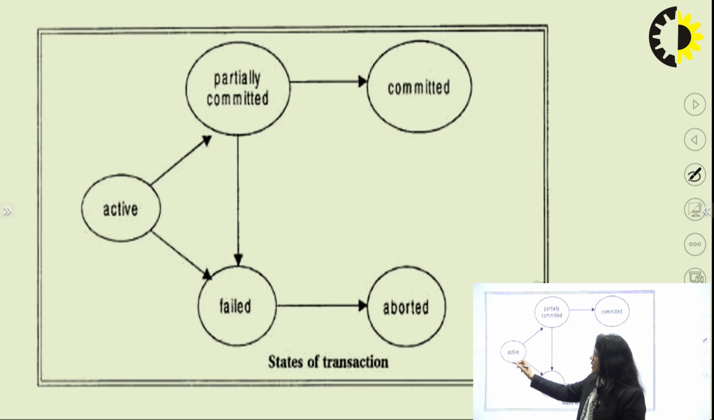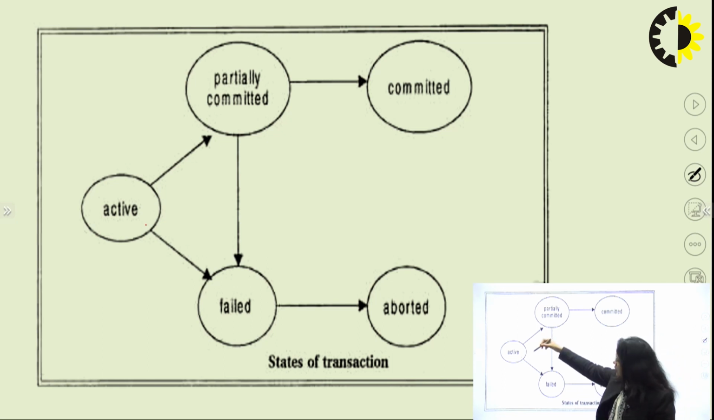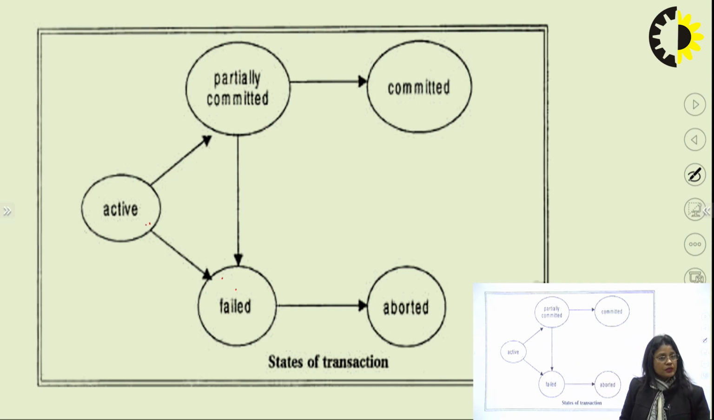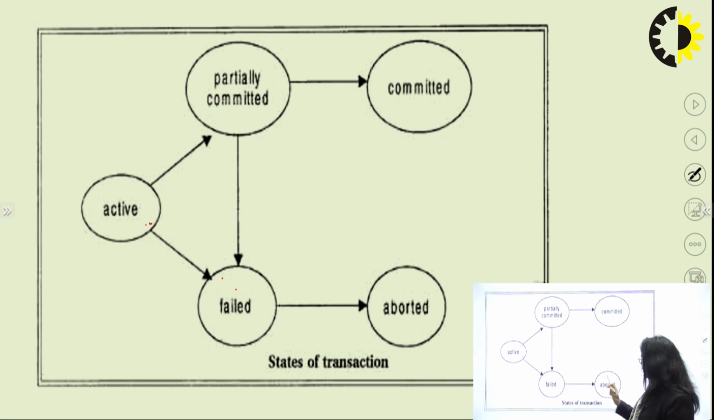When a transaction starts its execution, it will be in the active state. That transaction can sometimes fail if there is any failure. So after the active state, a transaction can have a failed state also. If it comes into the failed state, it should be aborted.